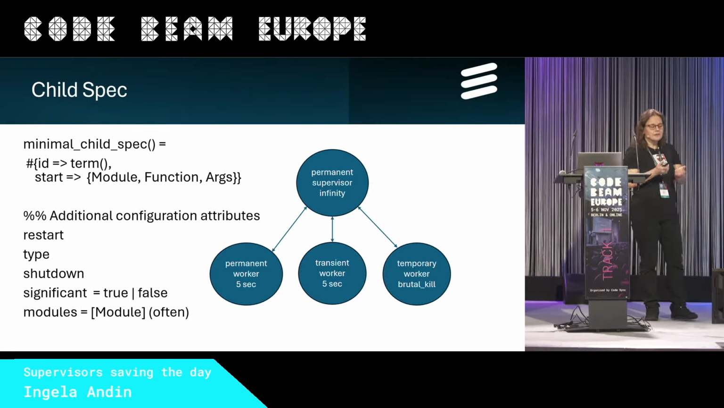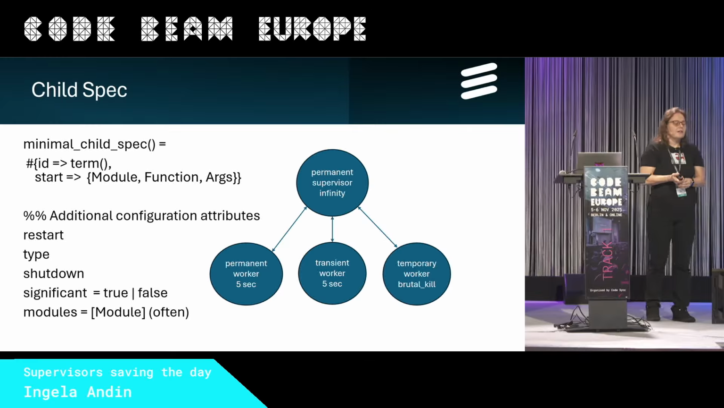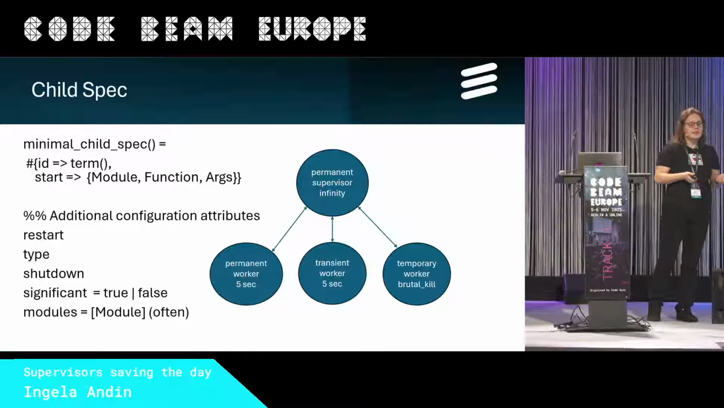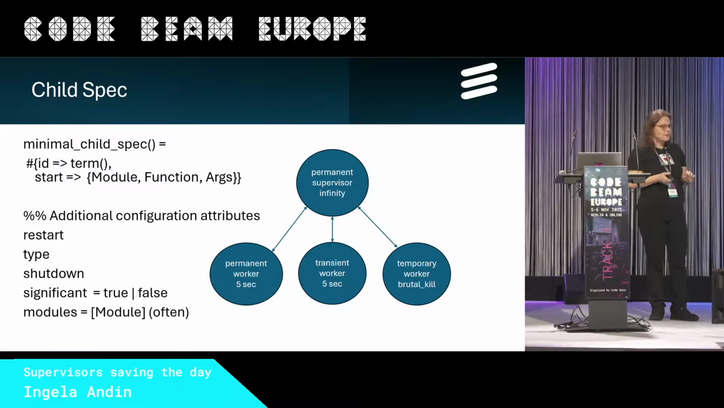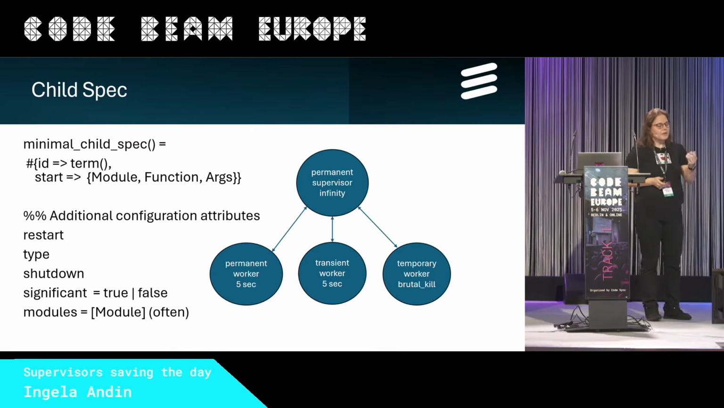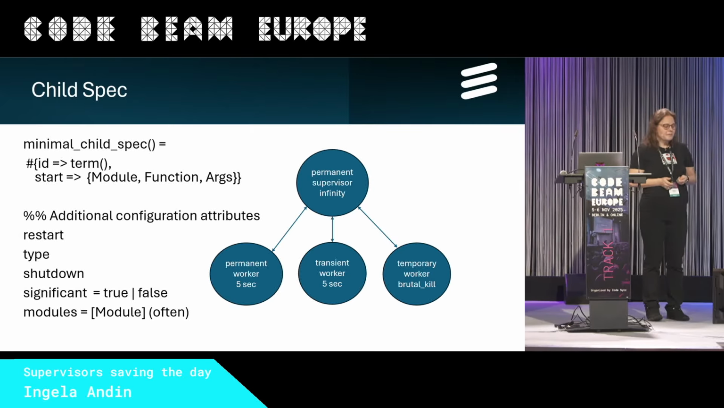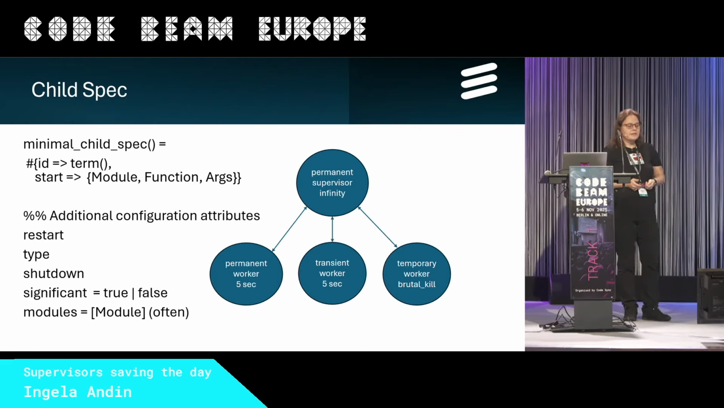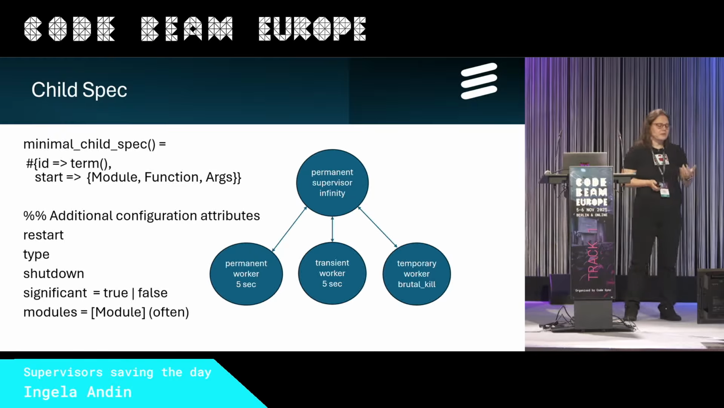And the child to a supervisor is defined by what we call the child spec. So the minimal child spec has an ID, and the ID has to be unique for the supervisor, but it doesn't have to be unique for the supervision tree. And then we also need a way to start the child. Okay, so module function arguments. And then we have some additional things that we can say.